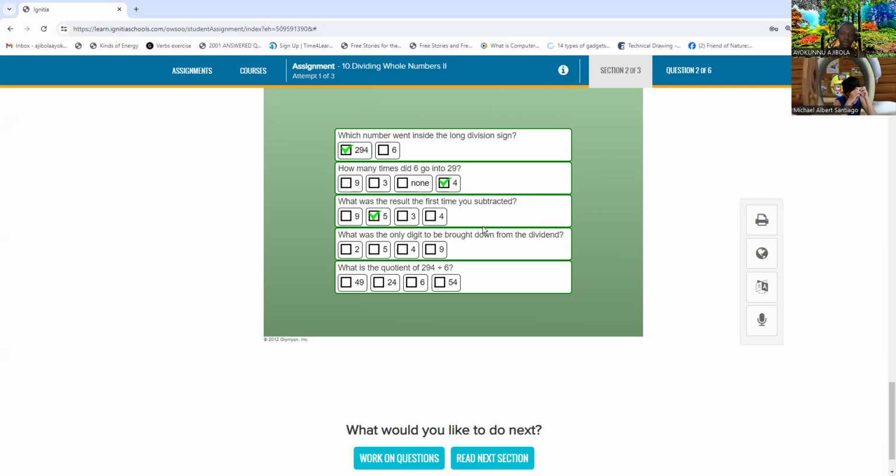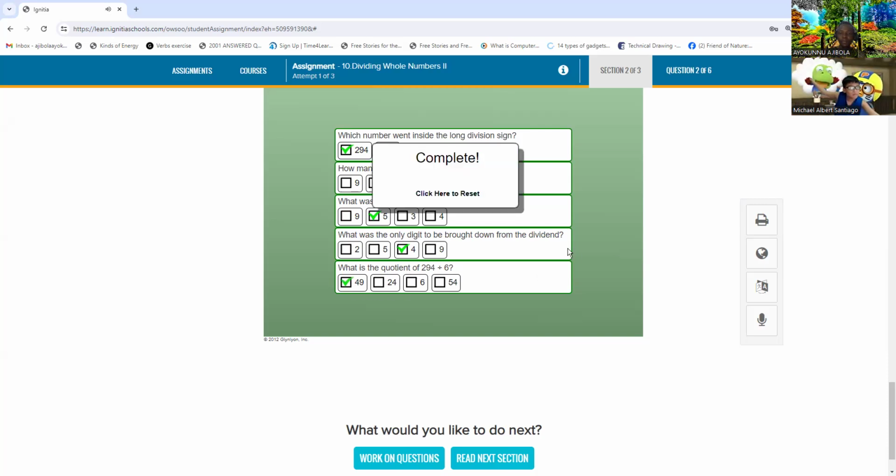What was the only digit to be brought down? That should be the next digit, which is 4, okay? Then what is the result? What's the quotient when you divide 294 by 6? Okay, we say 6 in 29 is 4. Then we have 5. And 6 in 54, oh, you've been distracted. 6 in 54 is 9, so the answer is 49.